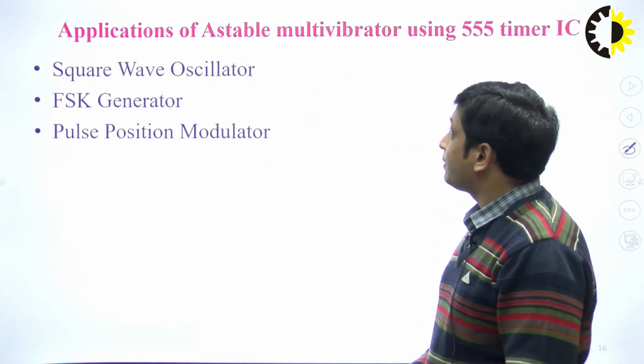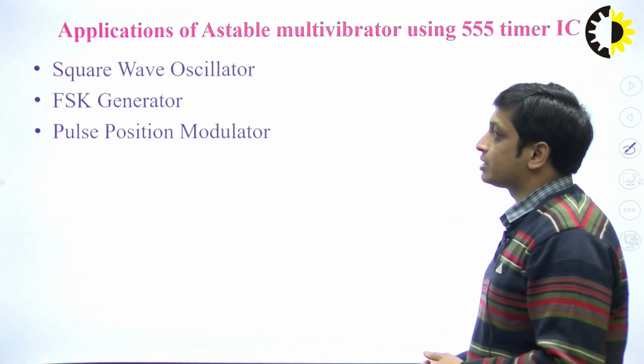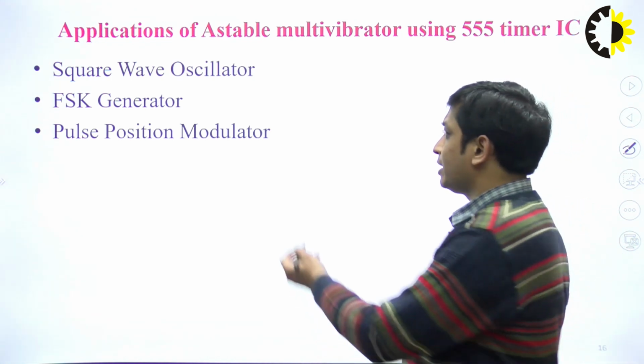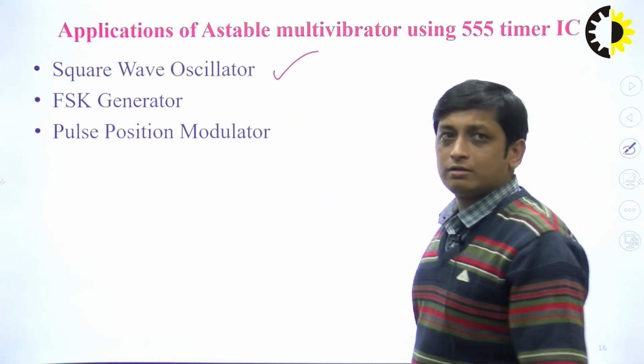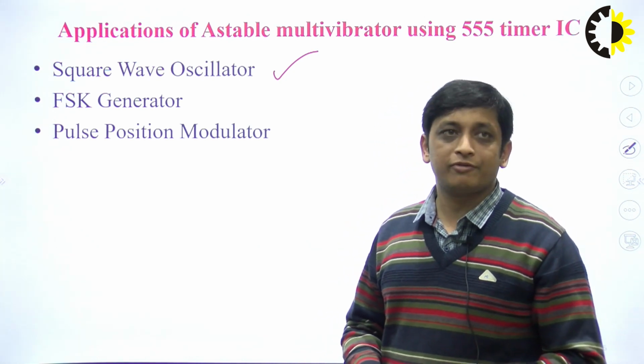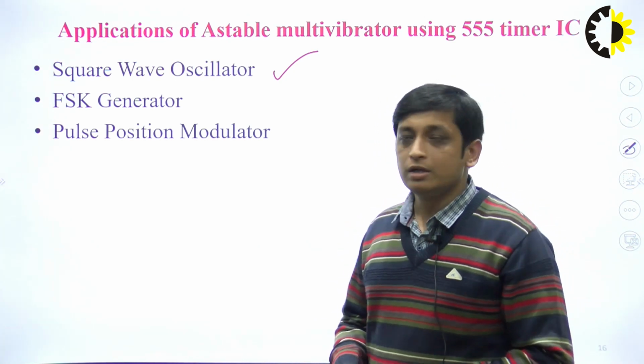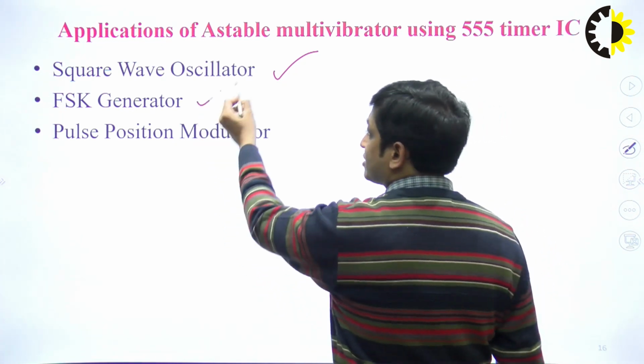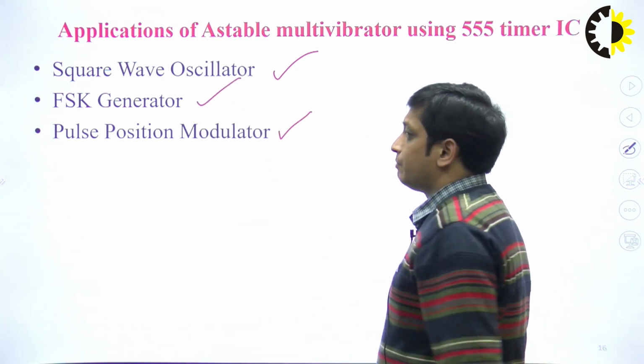Now coming to the applications of the astable multivibrator using 555 timer IC. One of the applications is the square wave oscillator, that we have seen, that we can generate a 50% duty cycle pulse waveform with the help of the astable multivibrator. And another application is FSK generator, pulse position modulator.